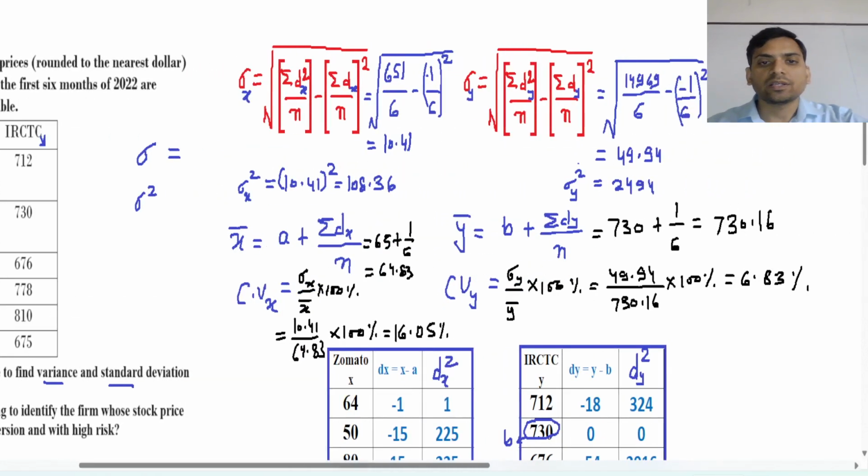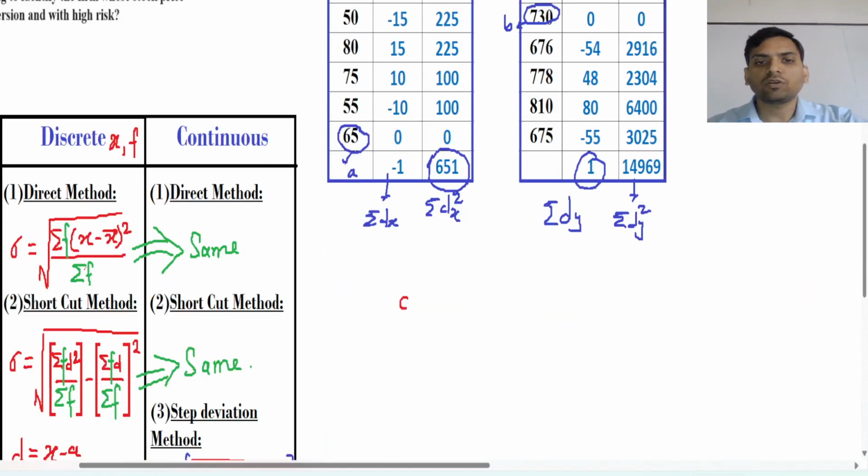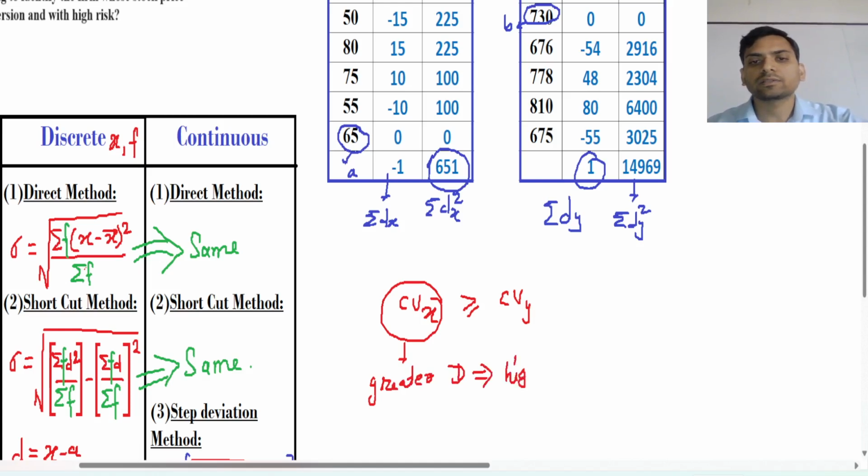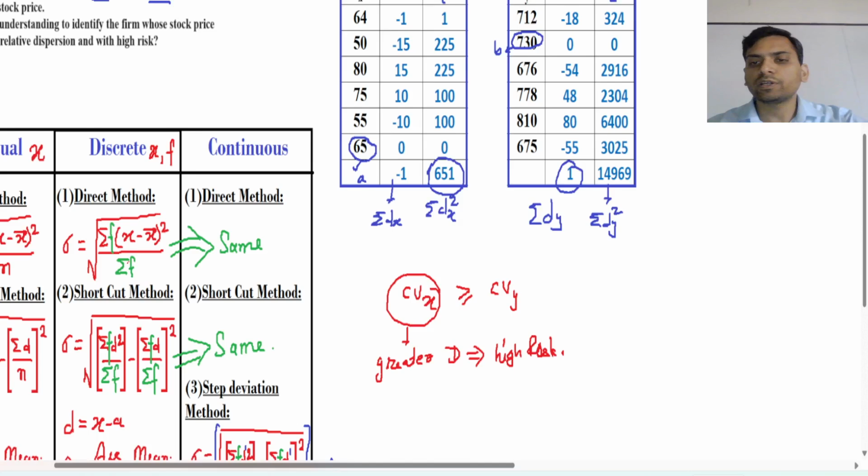So in these two, Zomato and IRCTC, first coefficient of variation for Zomato, this is 16.05, and second is for IRCTC. So we can say coefficient of variation for X, meaning Zomato, is greater than coefficient of variation for IRCTC. So this means this is with high risk, with higher dispersion, greater dispersion, and greater dispersion implies high risk. So this first share of Zomato is with high risk. So I hope you understand this concept.